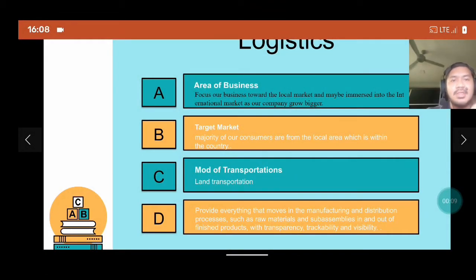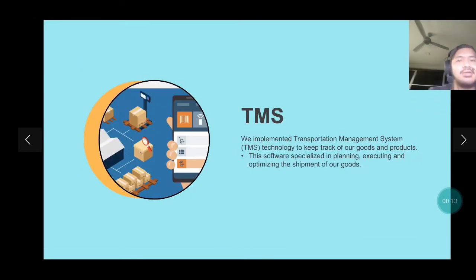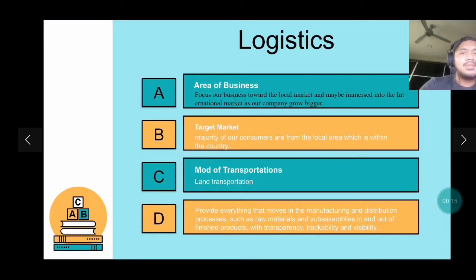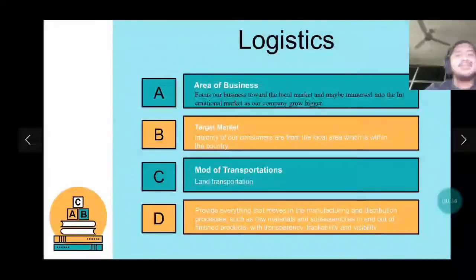One of the most important things about material transport is the way we handle logistics. The area of our business is more focused toward the local market, and maybe we will be immersing ourselves into the international market as our company grows bigger. Our target is mostly local people, which is within the country itself, or specifically from Sarawak. The mode of transportation is land transportation.